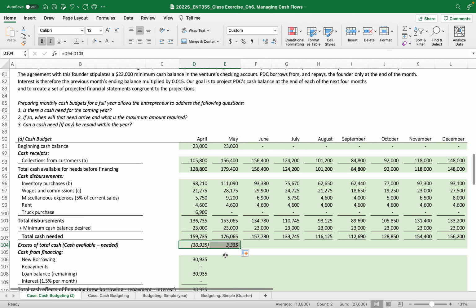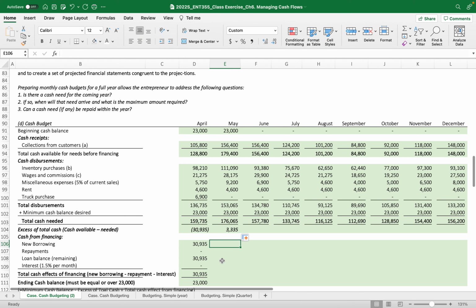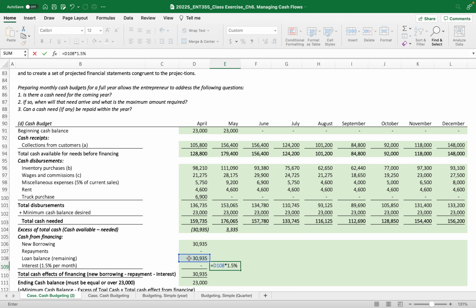3,335. So new borrowing. First we need to calculate, because we don't have to borrow money, the additional loan, because we create actual cash. But here this interest should be calculated. How much percentage? 1.5% of the loan balance. Always first, and then how much is the new borrowing? There's no borrowing because we actually got the excess cash.